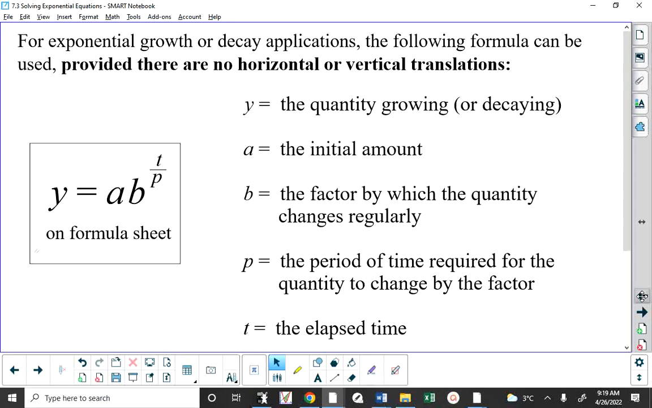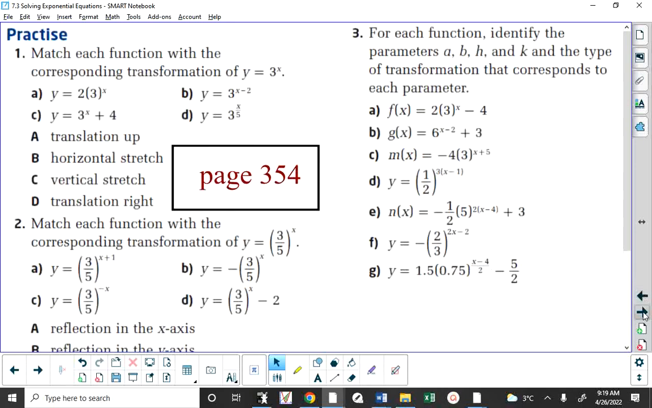Do me a favor, take a look at your work in this section. Does anybody have any questions you would like me to go over? Shazmaida? Number 4?